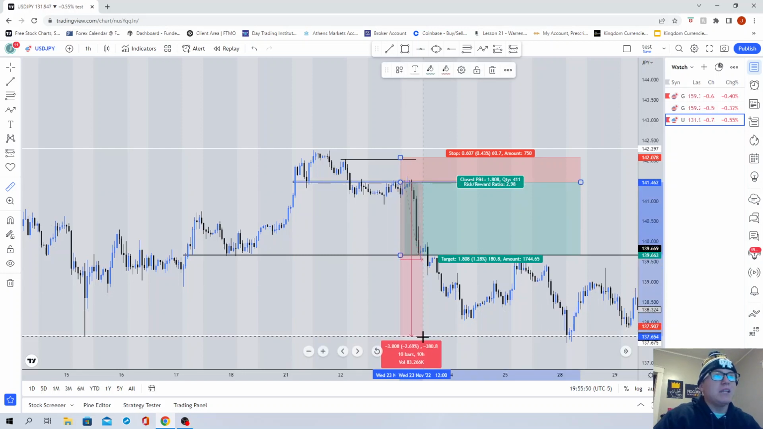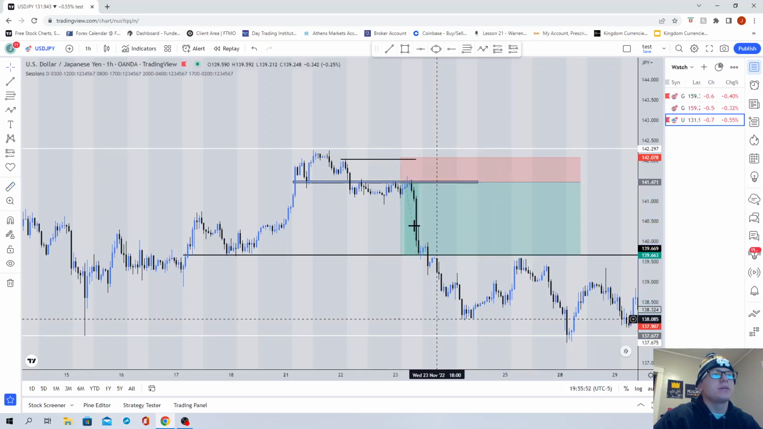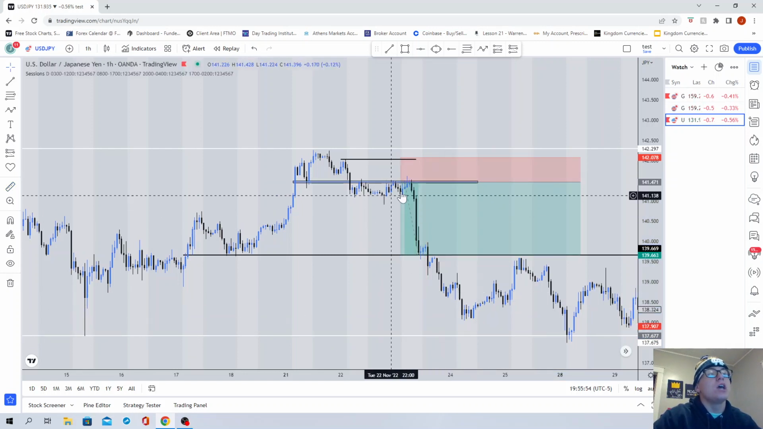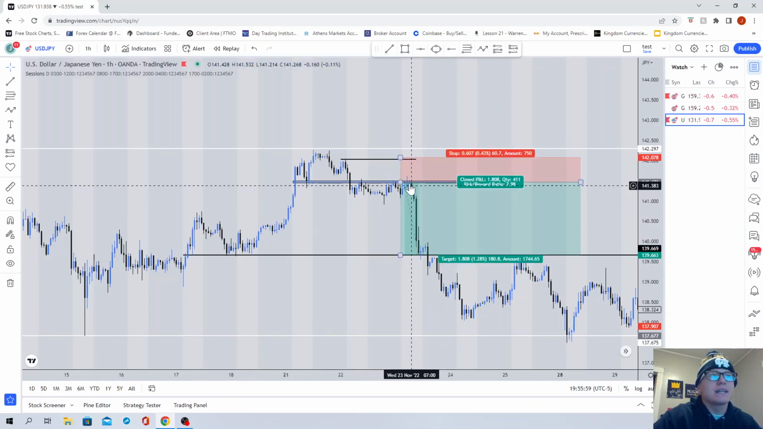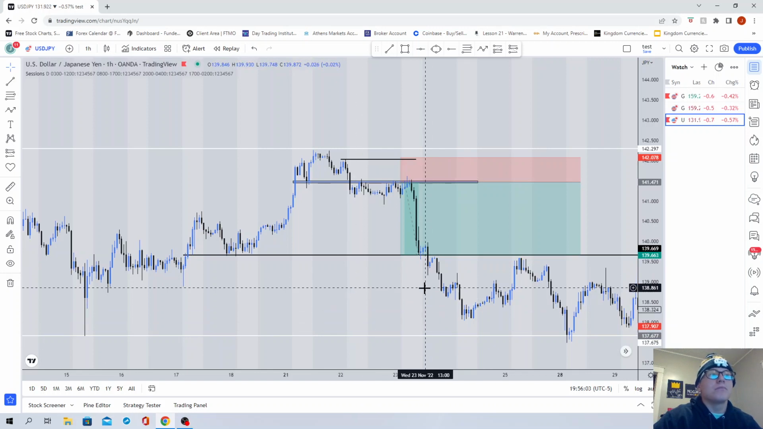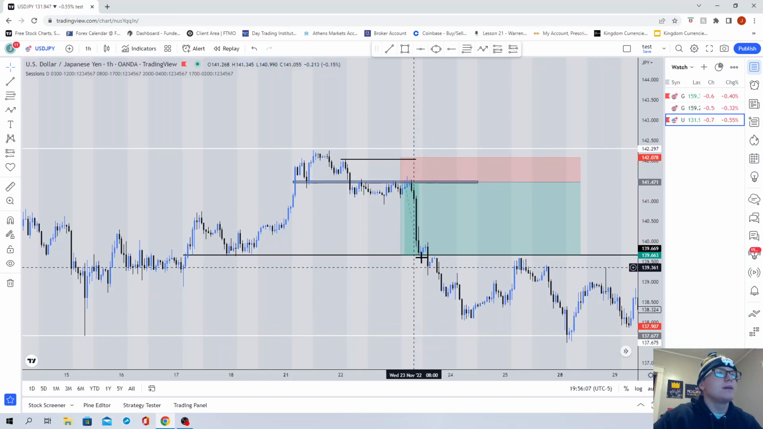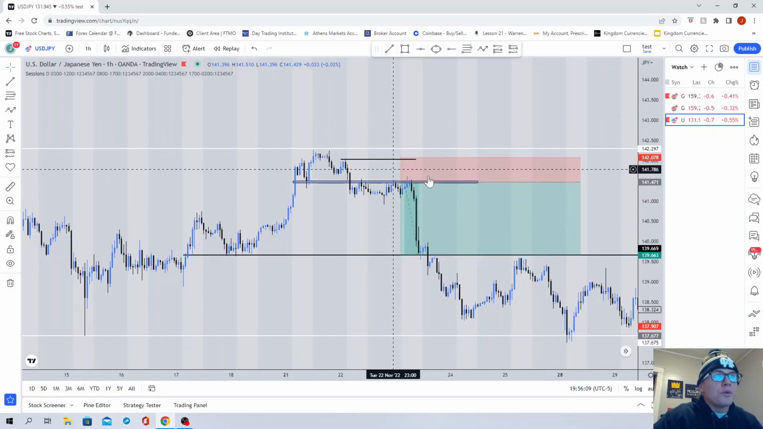A 380 pip take profit is not realistic for me because there's no way that my psychology will let me stay in this trade that long, which is why I just targeted the next level. I could stay in it a couple hours, like I said, but I'm not going to stay in it several hours, up to a whole day and a half. I just can't do that. Okay, so that's one way of setting stop loss.